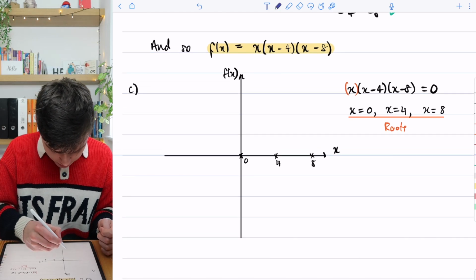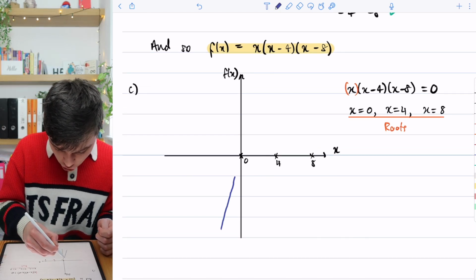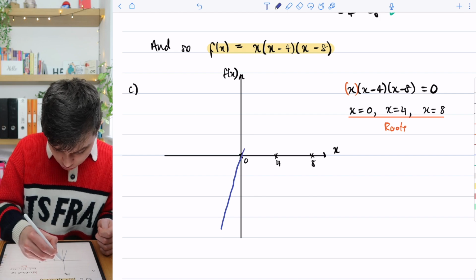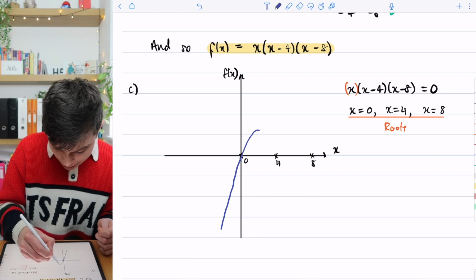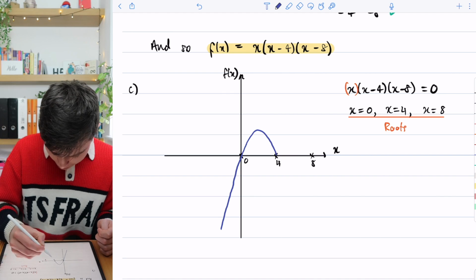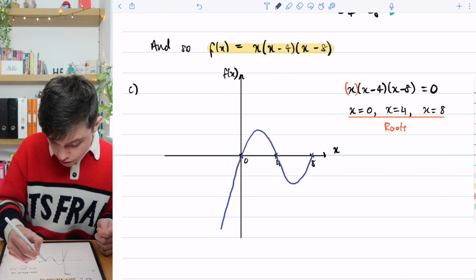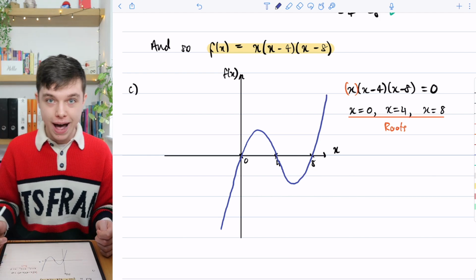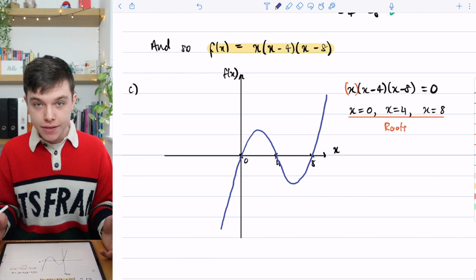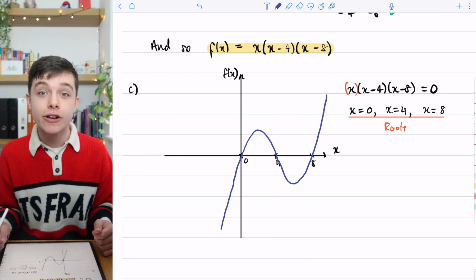So let's sketch this on the graph. It's positive, so it's going to start down here. We're going to come through, we're going to continue through that root, then I need to come down to pass through this root. I then need to go down like that, and then go back up and pass through 8. So we can see there that that is what our cubic should look like.